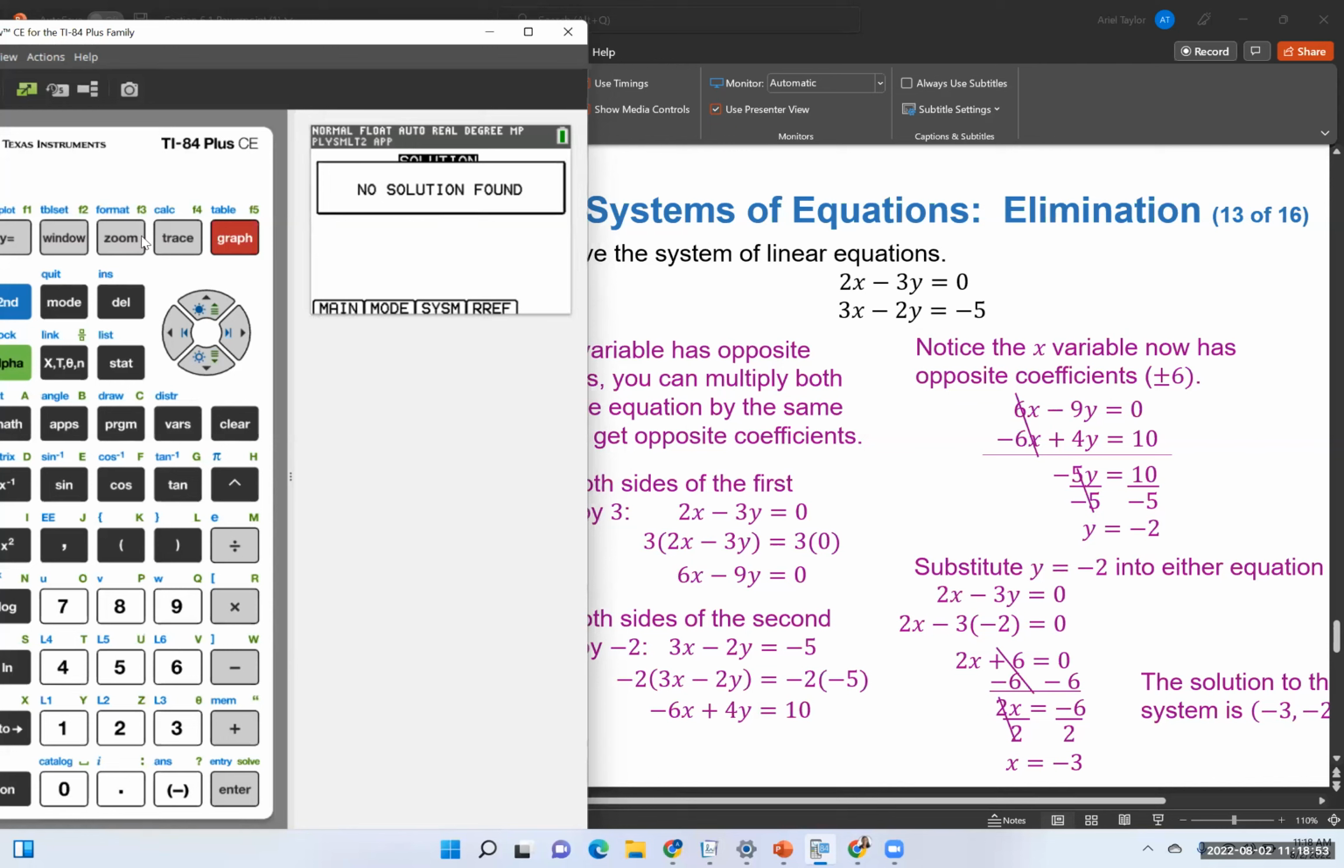All right, so let's solve a system of linear equations. So let's again go to system, clear it out. Let's type it in again. 2, -3, 0, 3, -2, -5. And solve. -3, -2. That's my solution.